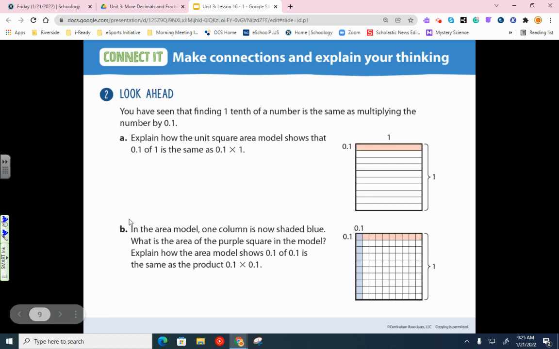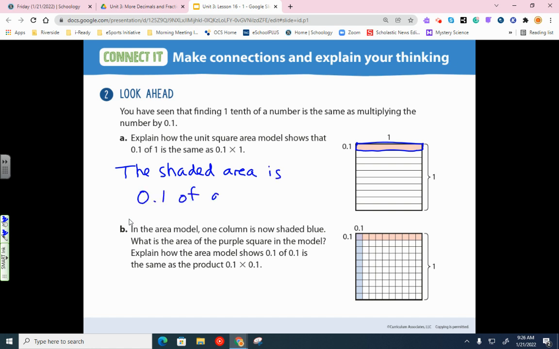You've seen that finding 1/10 of a number is the same as multiplying a number by 1/10. Explain how the unit square model shows that 1/10 of 1 is the same as that. This shaded area is 1/10 of a whole.